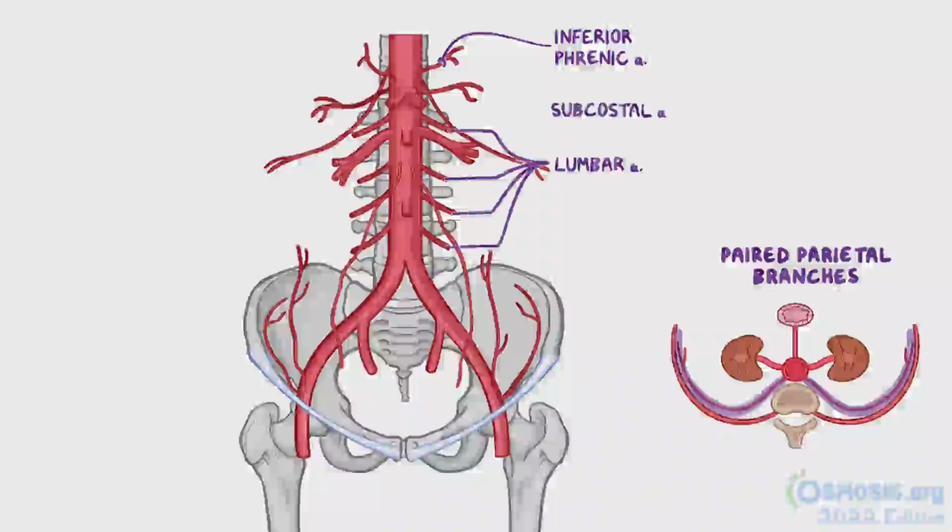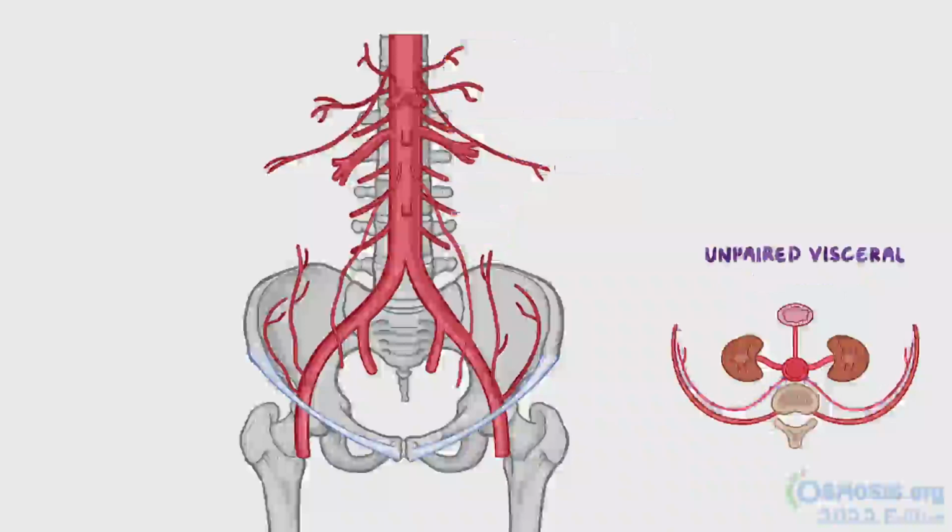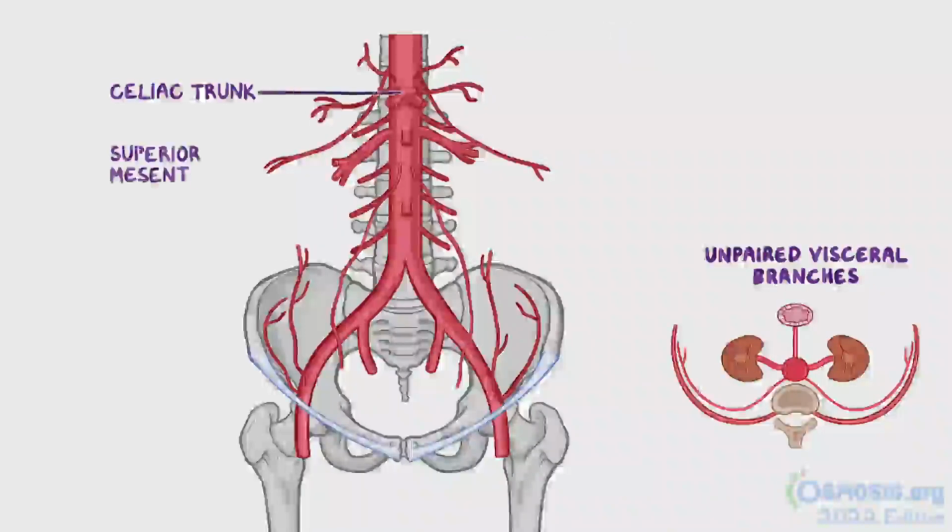The subcostal arteries are paired parietal branches of the thoracic aorta, but they emerge below the diaphragm to supply the posterior abdominal wall. The unpaired visceral branches of the abdominal aorta are the celiac trunk, the superior mesenteric artery, and the inferior mesenteric artery.